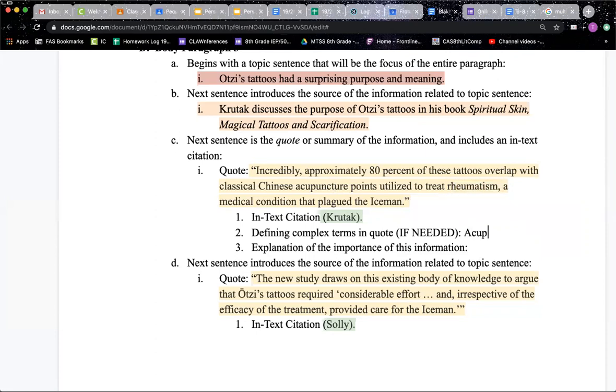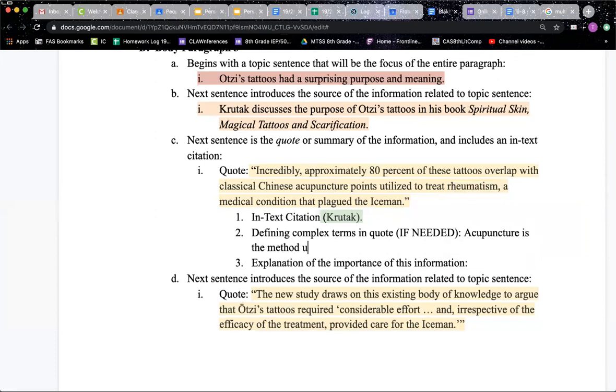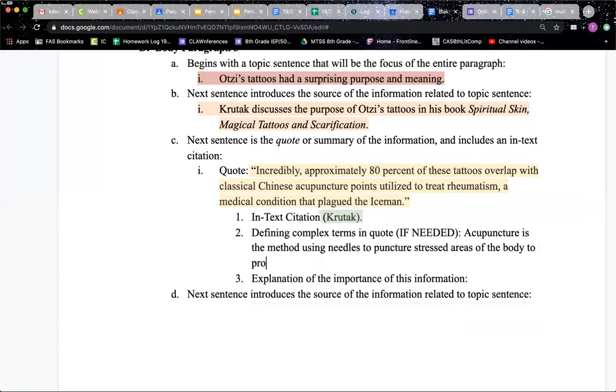So acupuncture is the method of using needles to puncture stress areas of the body to promote healing.